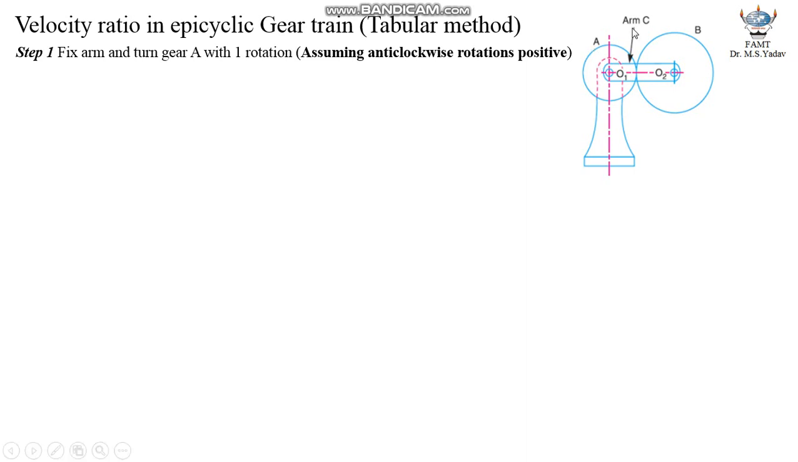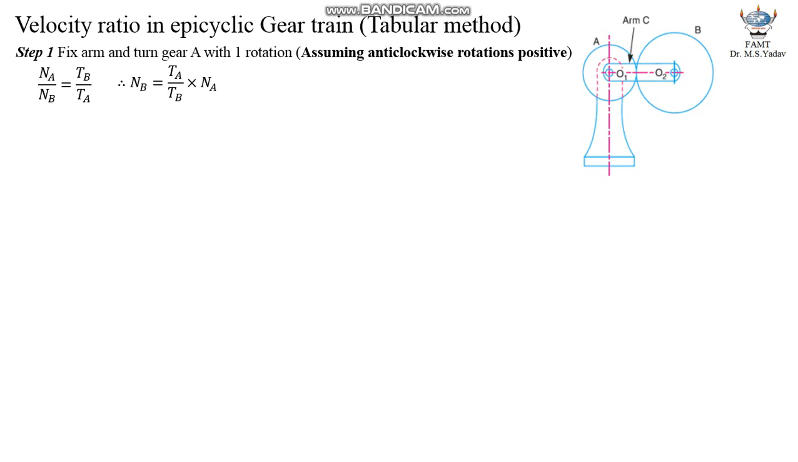Using earlier discussion, for gear pair AB, we can write NA upon NB is equal to TB upon TA, where NA and NB are the speeds of gear A and gear B, and TB and TA are the number of teeth on gear B and gear A respectively. Therefore, NB will be equal to TA upon TB into NA.